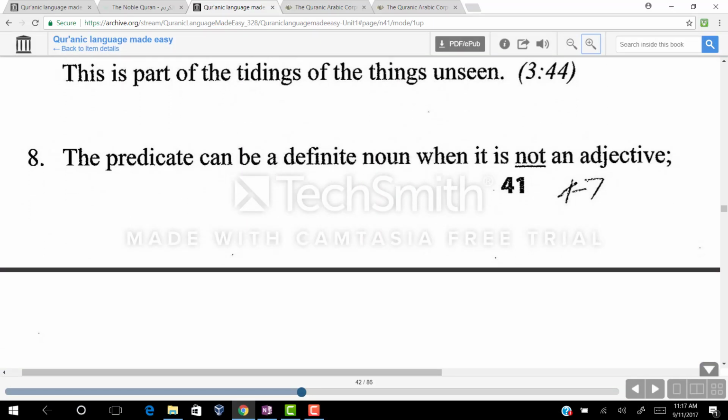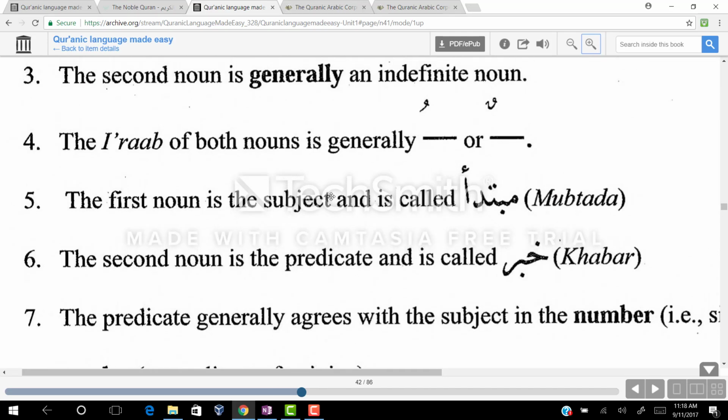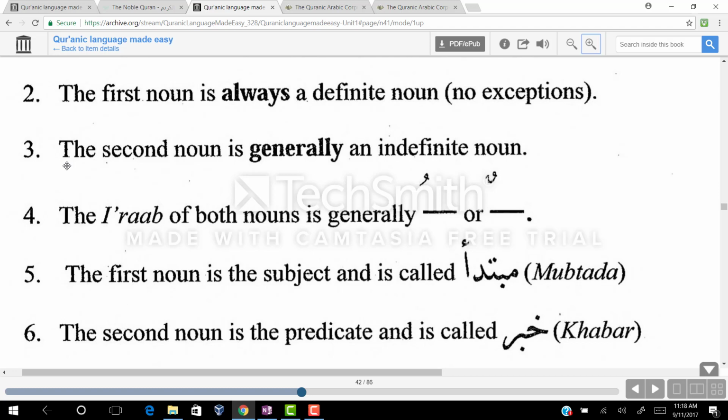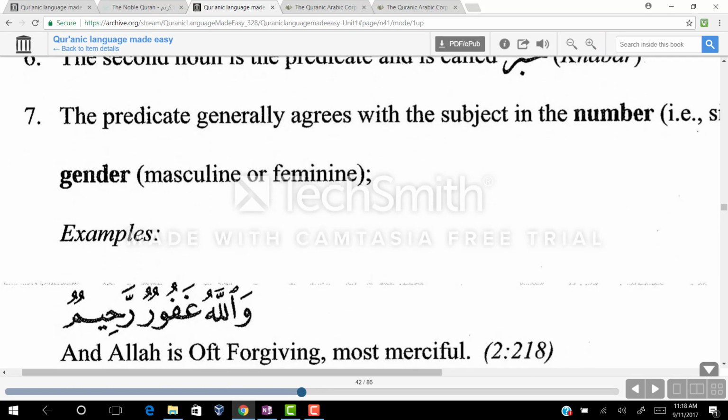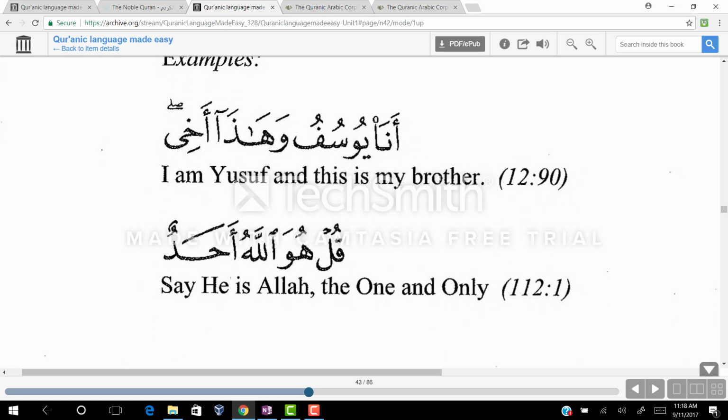And let's take point number 8. This says the predicate can be a definite noun or a marifa noun when it is not an adjective. So this is the exception to point number 3. It says the second noun is generally an indefinite noun, or a nakira noun, but sometimes this could be marifa. So that is the exception we are explaining here. So here in this example, Ana Yusufu wa hadha akhi.